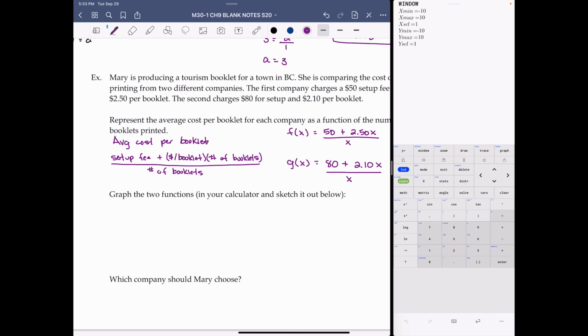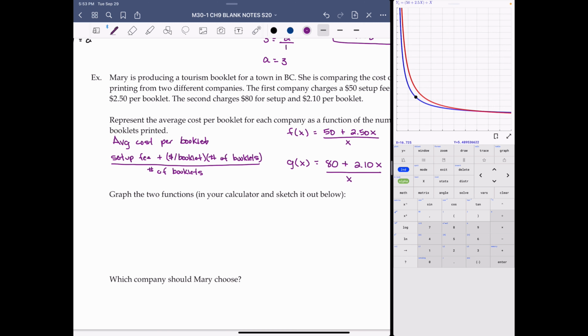I'm going to change my x min to 0. My x max, number of booklets, I'm going to guess maybe like 100. I'm going to change my scale to count by tens. I'm going to change my minimum for the y to be 0. The y value represents the average cost per booklet, so I'm going to say maybe $20. I mean, that seems high, but it's okay. And I'm going to leave my y scale as 1. I'm going to graph this, and here is what I get.